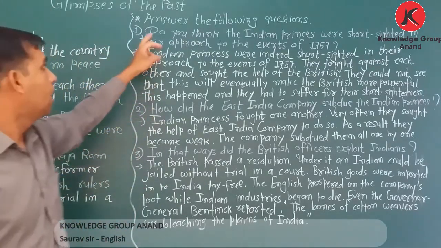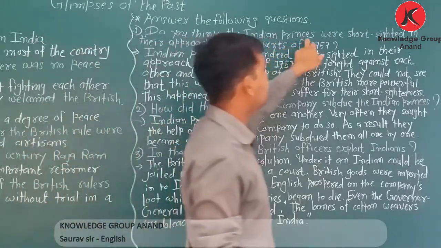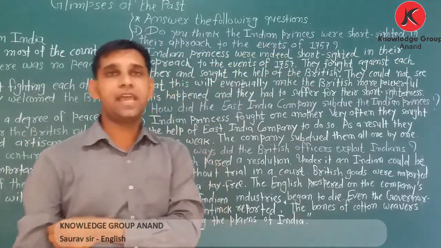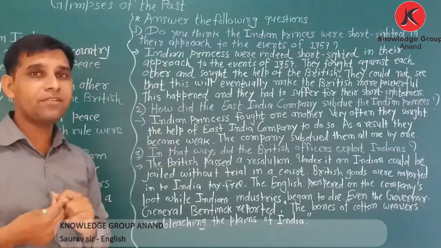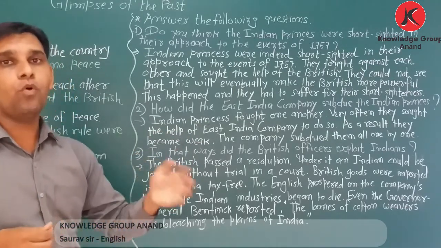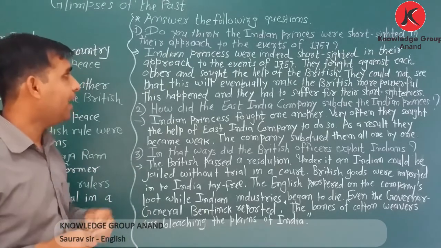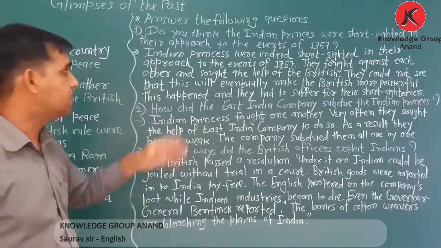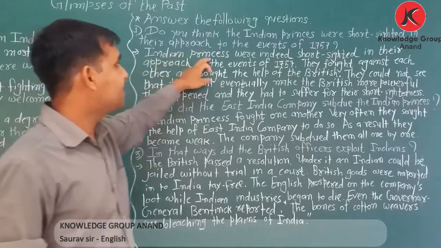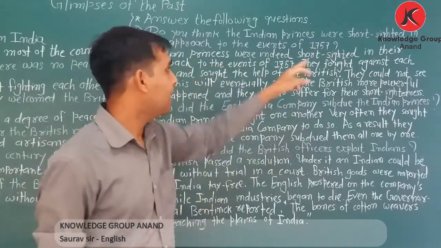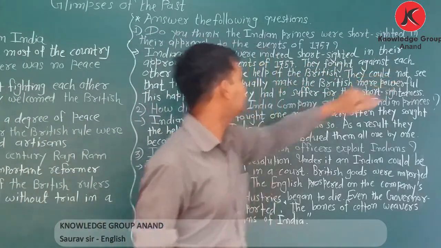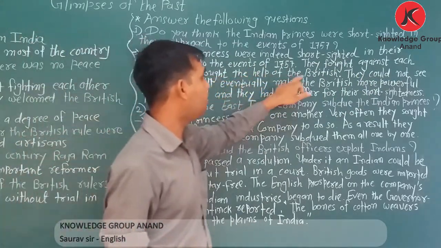Question number 1. Do you think the Indian princes were short-sighted in their approach to the events of 1757? Why were they short-sighted? Because they wanted to fight with each other, to rule over the other states. Let's see the answer. Indian princes were indeed short-sighted in their approach to the events of 1757. They fought against each other and sought the help of the British.